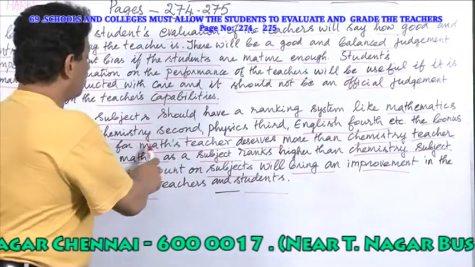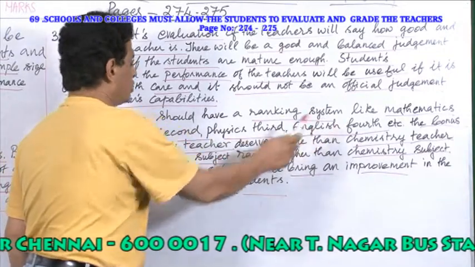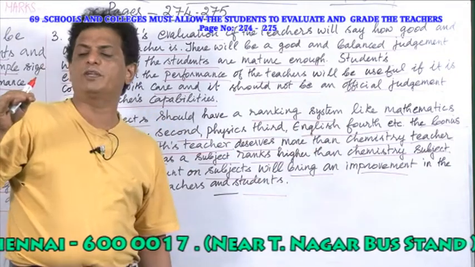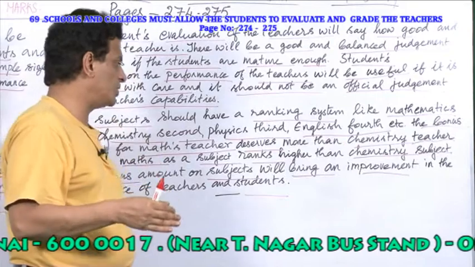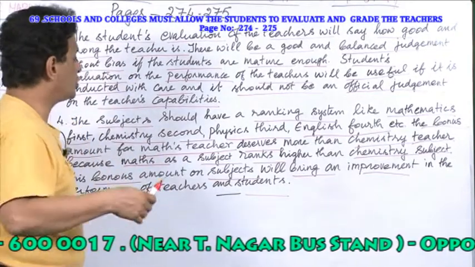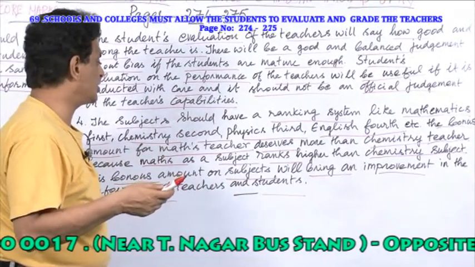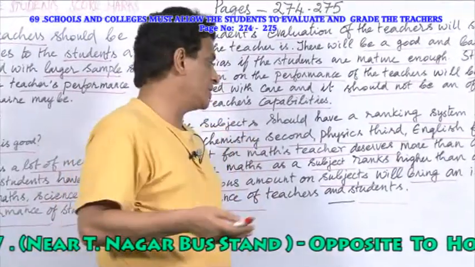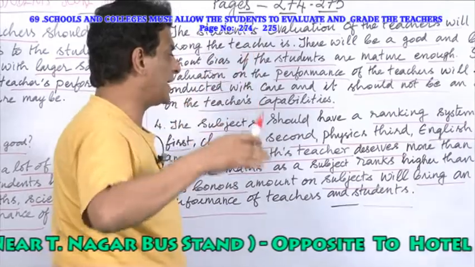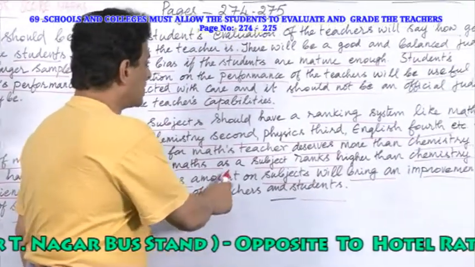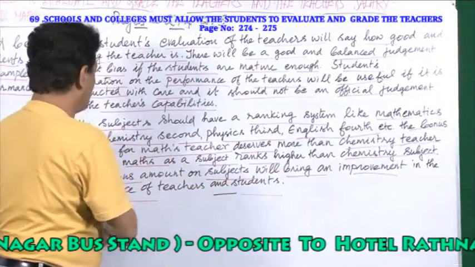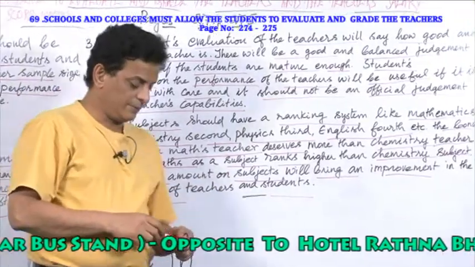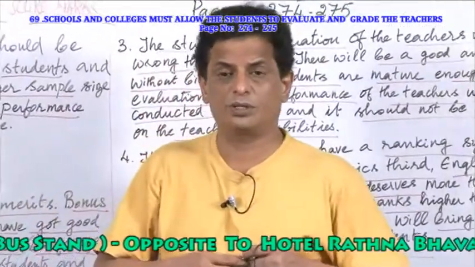The bonus amount for a maths teacher deserves to be more than for a chemistry teacher. So a maths teacher should be given more importance than the chemistry teacher, the chemistry teacher more importance than the physics teacher, and the physics teacher more importance than the English teacher. So the subjects should be ranked. This bonus amount on subjects will bring an improvement in the performance of teachers and students. So this is what the group discussion topic is all about.